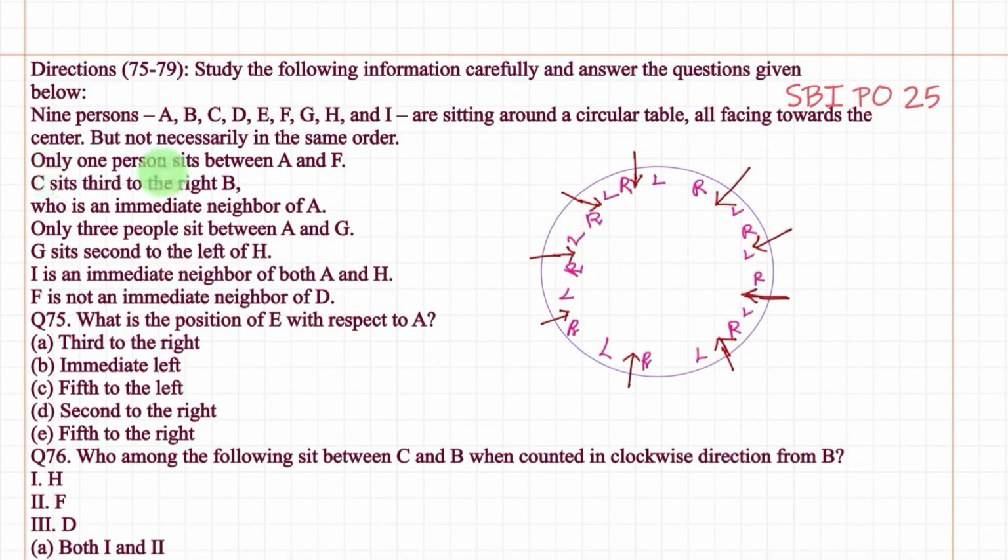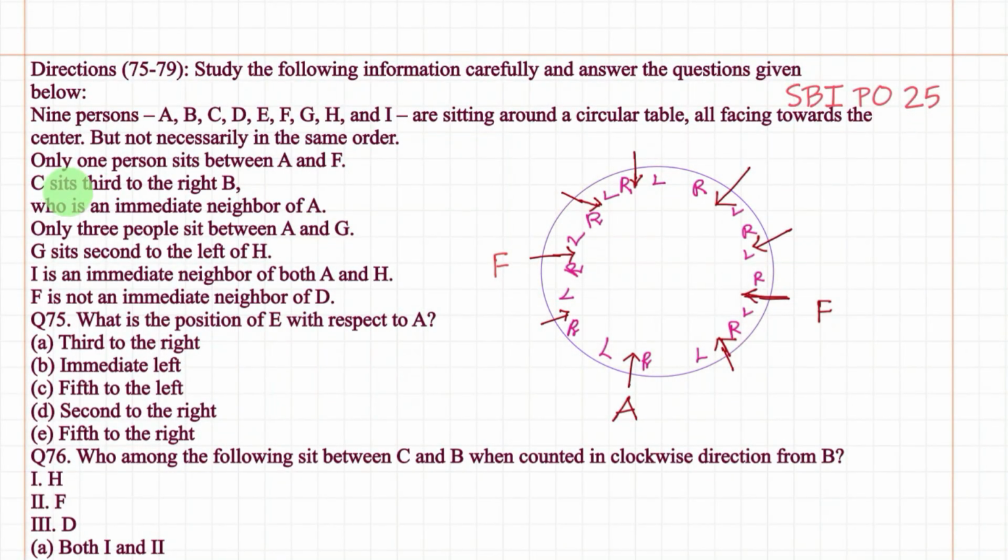First, only one person sits between A and F. So I'm just going to randomly place A here, and there is one person sitting between A and F. Or if F is sitting on this side, then one person is sitting between A and F. We are not sure where F sits.